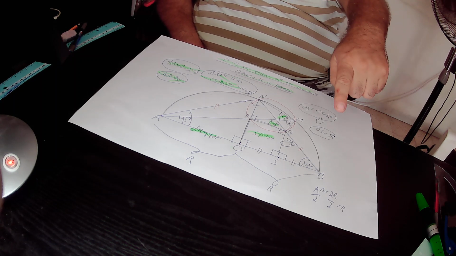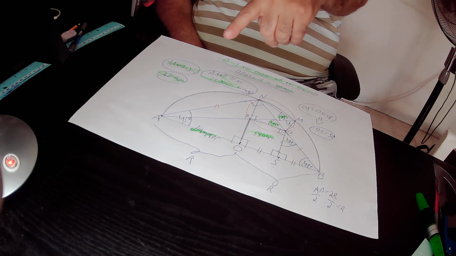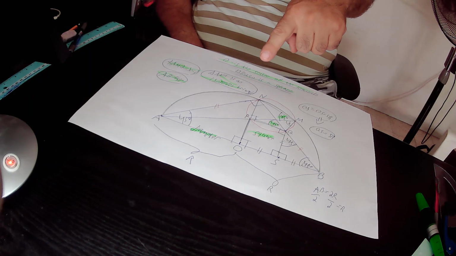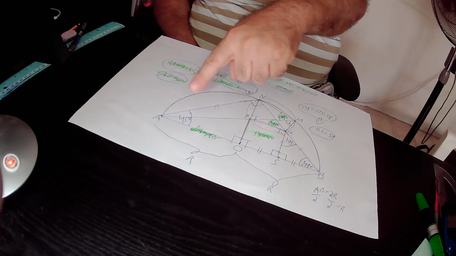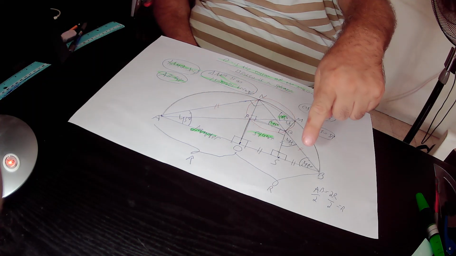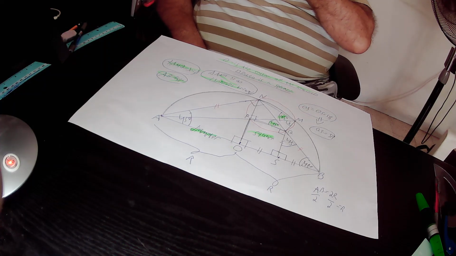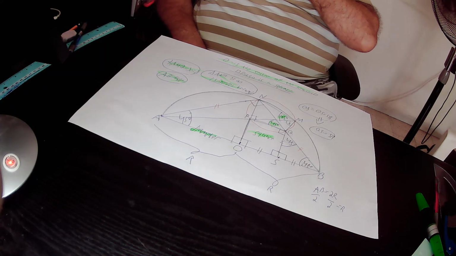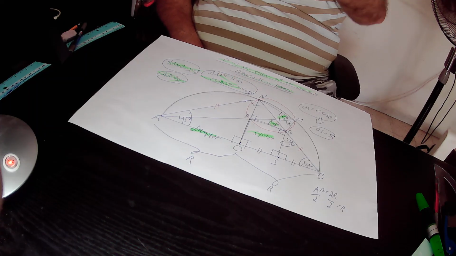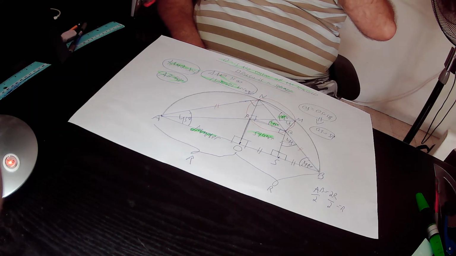So AB equals 2R. So each half must be equal to AB over 2. AB over 2 is 2R over 2, this is R. So the first half AO must be equal to R, and the second half OB must also be equal to R. And the diameter from point N to the base AB bisects the base AB.